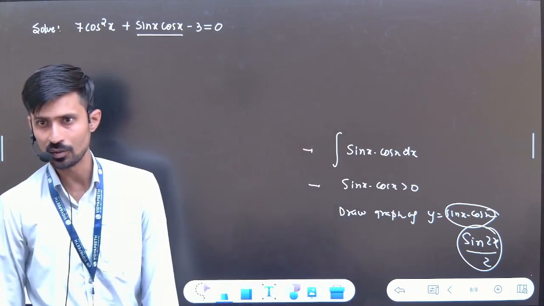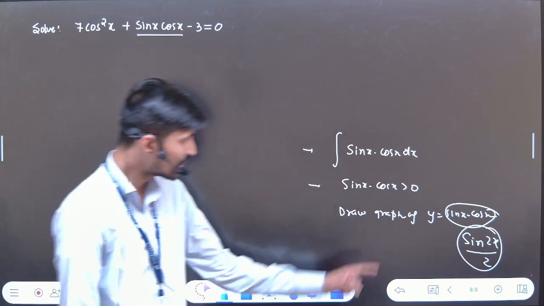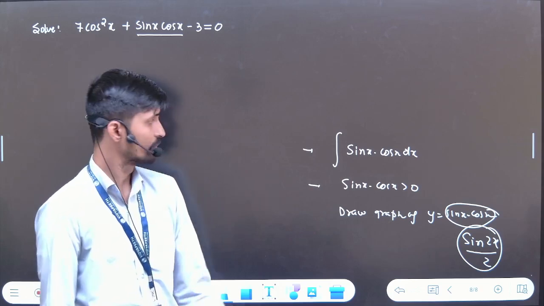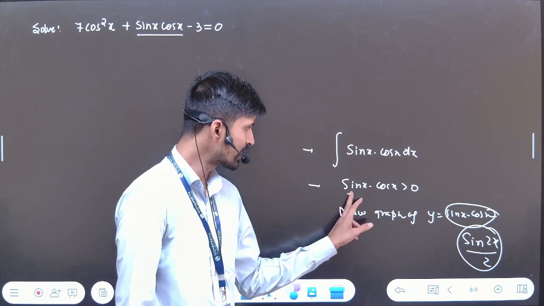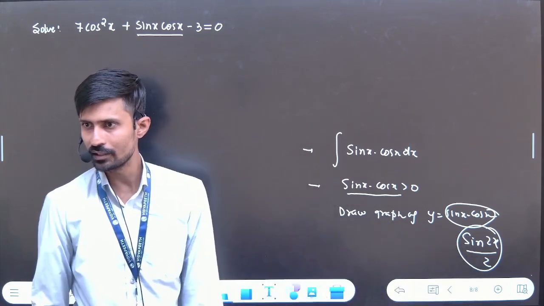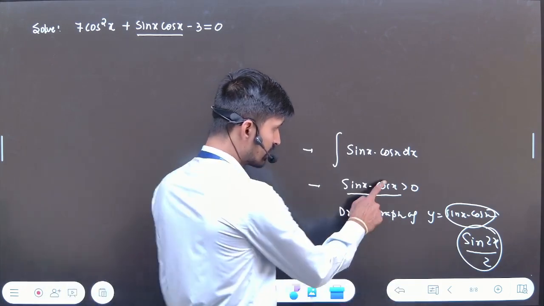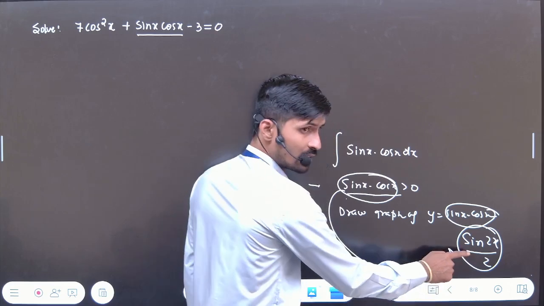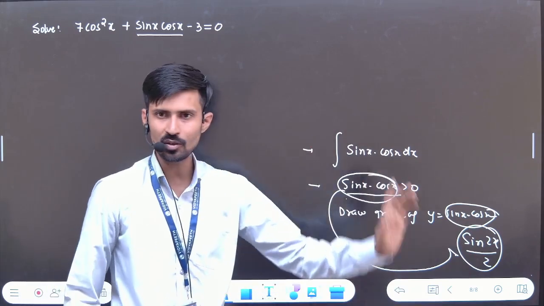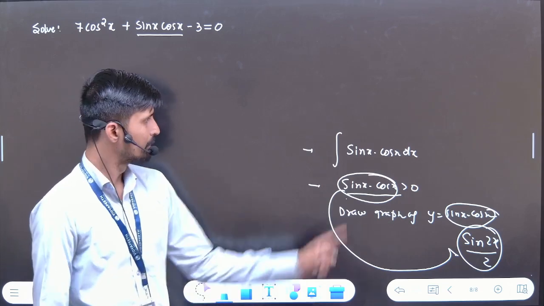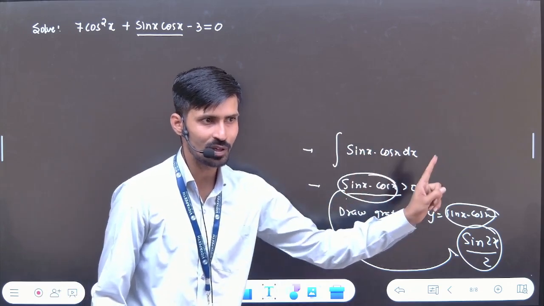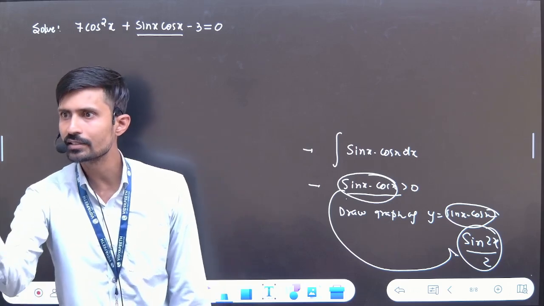We teach our students how to draw the graph of sin 2x. But what we don't teach is how to find the graph of sin x into cos x. We teach sin x into cos x greater than 0, but we can also write sin 2x by 2 greater than 0. That is also very good. If we change sin x into cos x with this formula, our question will become easier because a single thing is there, sin 2x by 2. Here sin x is present, cos x is present, two things are present. There is no formula for the integration of sin x into cos x, but there is a formula for the integration of sin x, minus cos x.